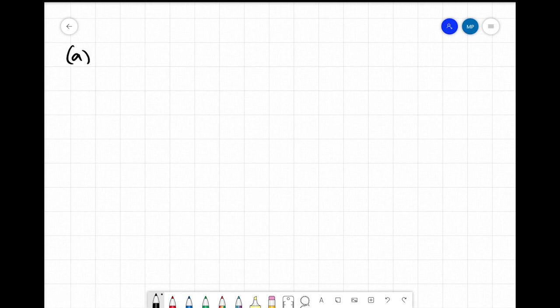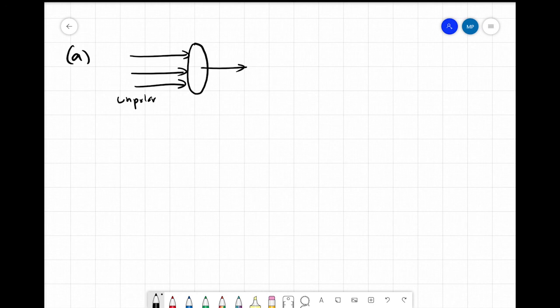Okay, question A. We're told we have a polarizing filter, we have some incident light upon it, and there's some light transmitted. This incident light is unpolarized, and we know that its intensity is about I naught, and the amount that's transmitted is I.